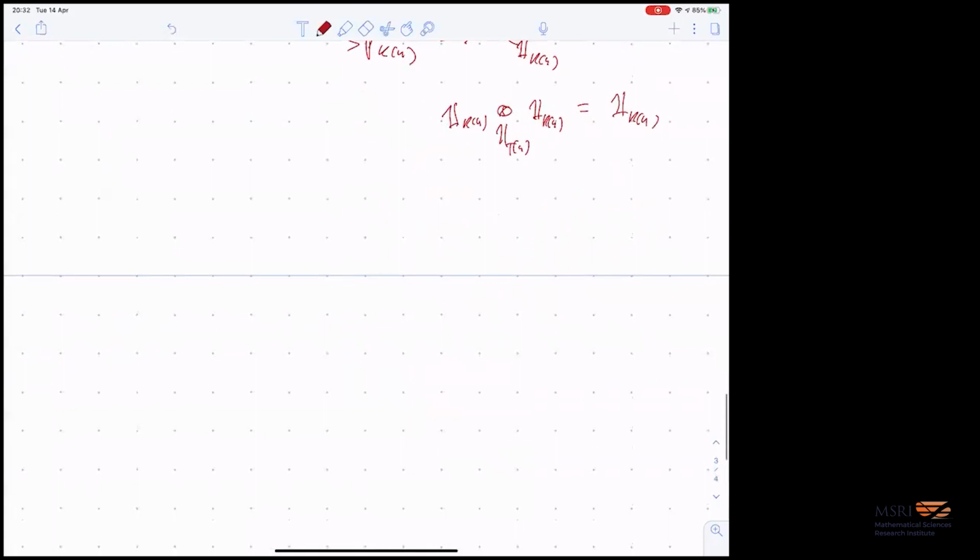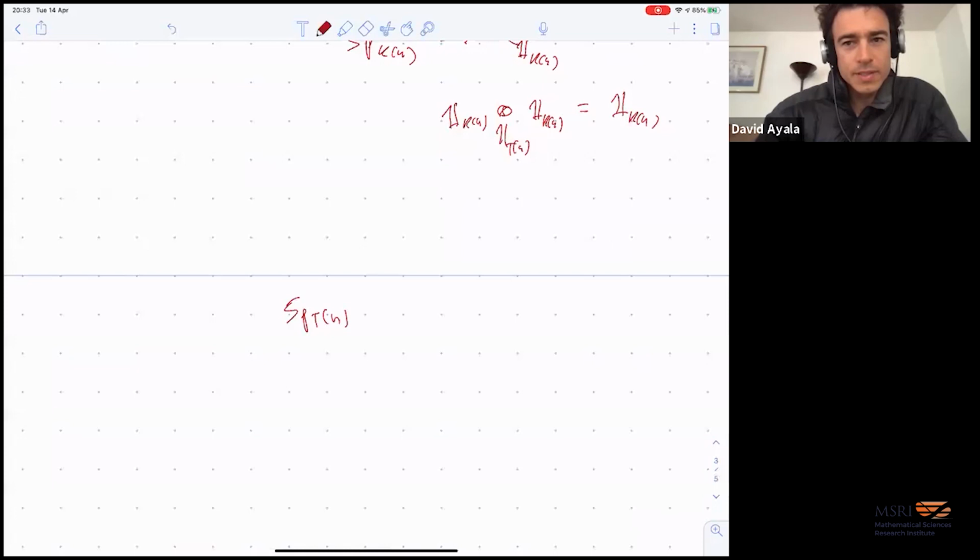And between those two, this one somehow has more information in it because it's larger, it remembers more. Omar, I have a quick question, if you can hear me. Yeah, sure. I was wondering how structured the fully faithful functor from K(n)-local to T(n)-local spectra is.